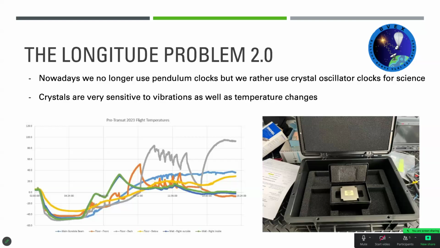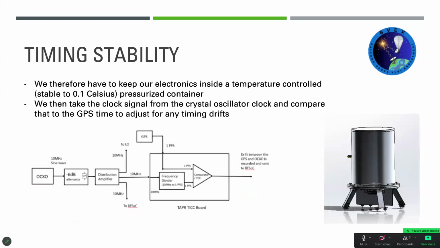So one of the main challenges is to keep this little crystal oscillator, the tiny silver box there, stable. To do that, we have to keep our electronics inside a temperature-controlled pressure container. Then, to adjust for these drifts, we have a very complicated circuit that compares the signal from our clock to the signal from a GPS unit, which basically gets a signal from an atomic clock on the ground. So, this is how I intend to do this.